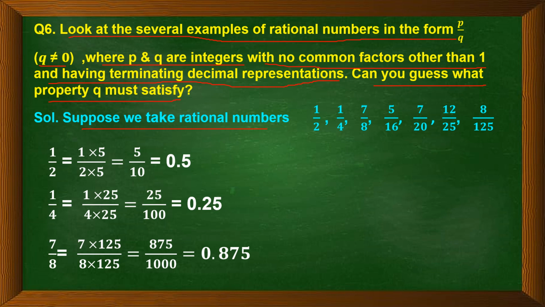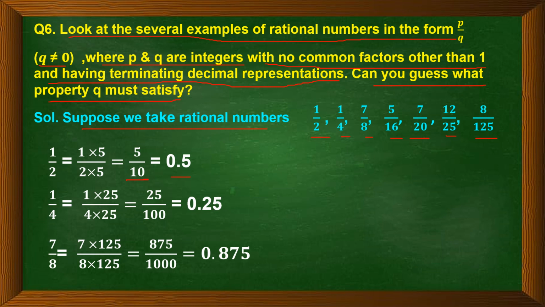Now let us take few rational numbers of the form p by q. So I have taken half, 1 by 4, 7 by 8, 5 by 16, 7 by 20, 12 by 25, 8 by 125, and let us convert them into terminating decimal representation by factor method. So 1 by 2, if I multiply by 5, I will get 5 by 10. That means I am getting the denominator in the multiple of 10. So it is easy for me to convert into decimal form. So 0.5 is the terminating decimal expansion of this rational number half.